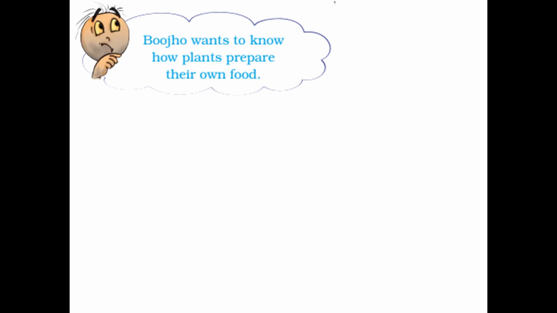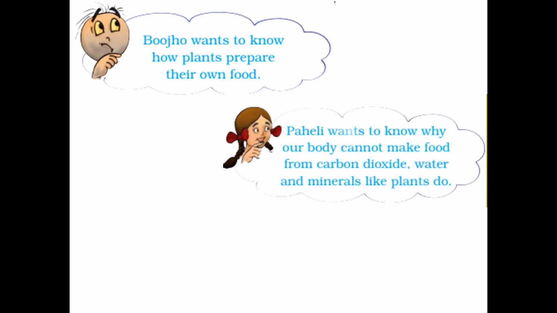Let's check out the question. Boojo wants to know how plants prepare their food. Here is your answer. Plants prepare their food using the process of photosynthesis. Photosynthesis takes place in the leaves of green plants. That's why the leaves are called the food factory of a plant. For detail about photosynthesis, science viewers, those who have not seen the video of Nutrition in Plants explanation, please go through it. It's explained in detail in that video.